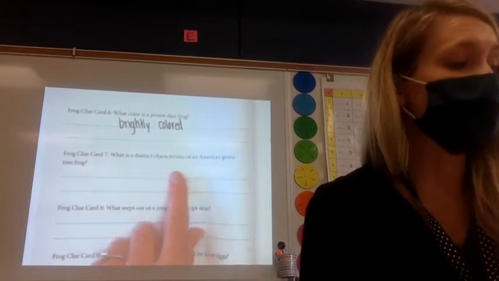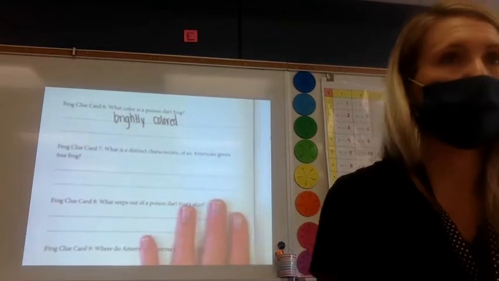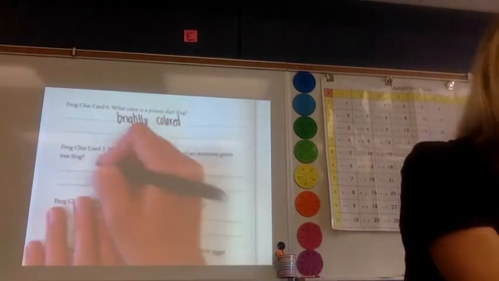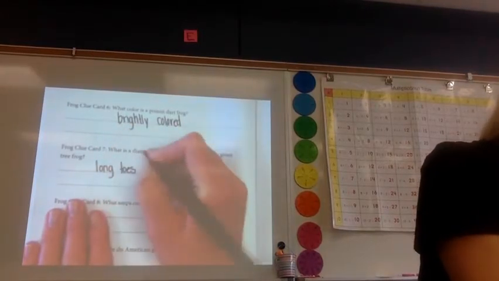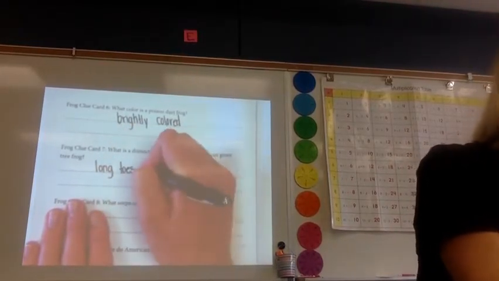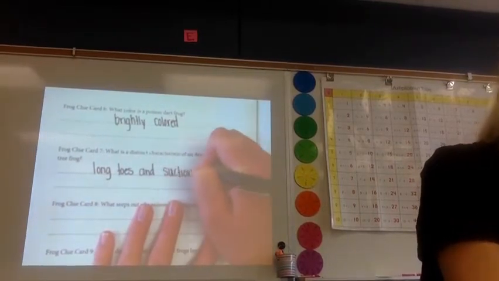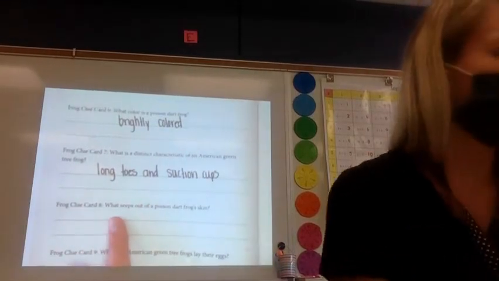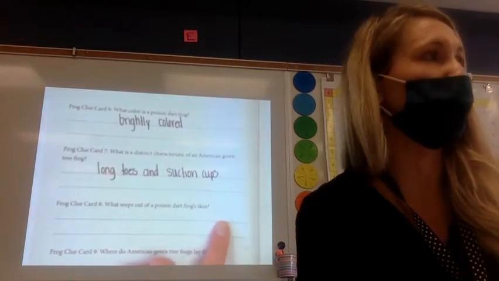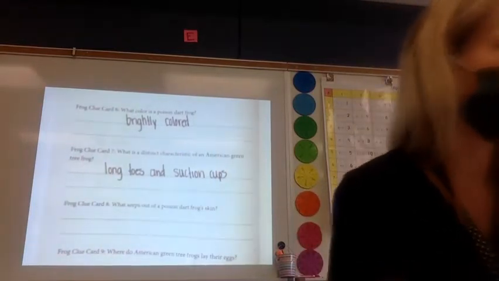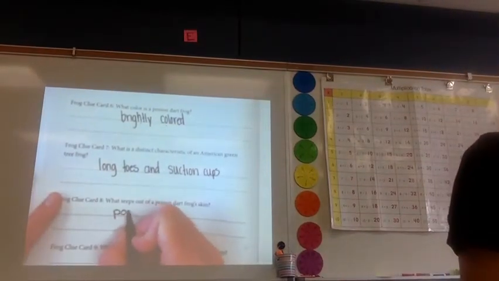What is a distinct characteristic of an American green tree frog? Long toes. Suction cups. Perfect. What seeps out of a poison dart frog's skin? You guys agree? That makes sense, right?